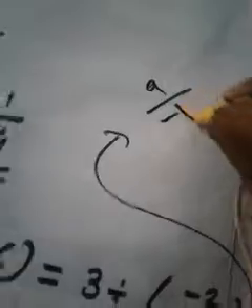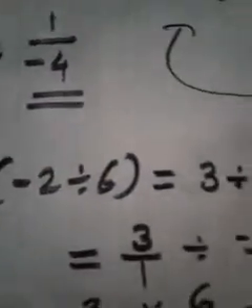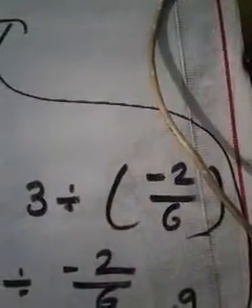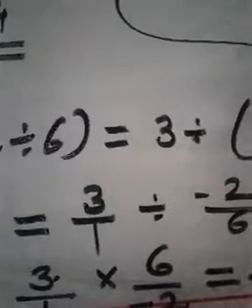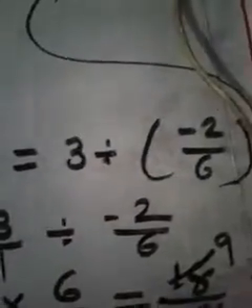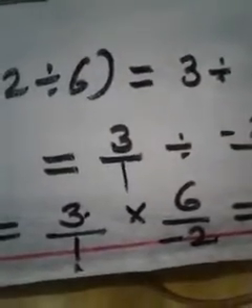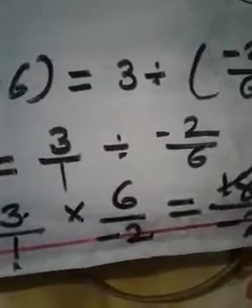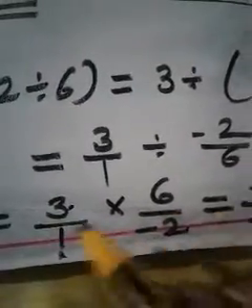9 by minus 1. Once again, see, 3 divided by minus 2 by 6 is the question. So I can write it as 3 divided by minus 2 by 6, no problem. So 3 I can replace by 3 by 1, divided by minus 2 by 6 as it is. Now in the very next step, I can convert this division sign into multiplication. At that time, you have to take the reciprocal of the second. Then you know how to multiply two fractions.